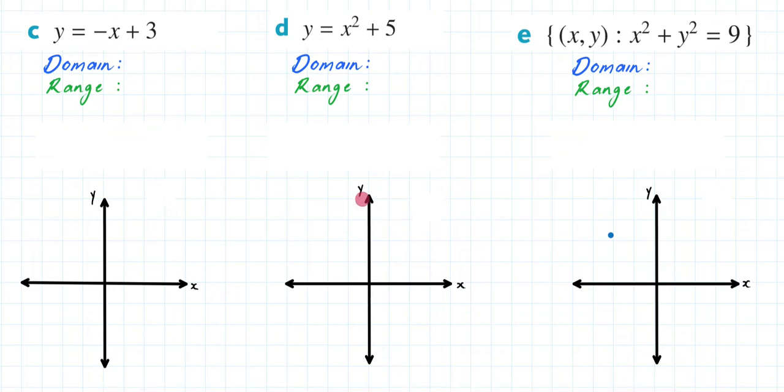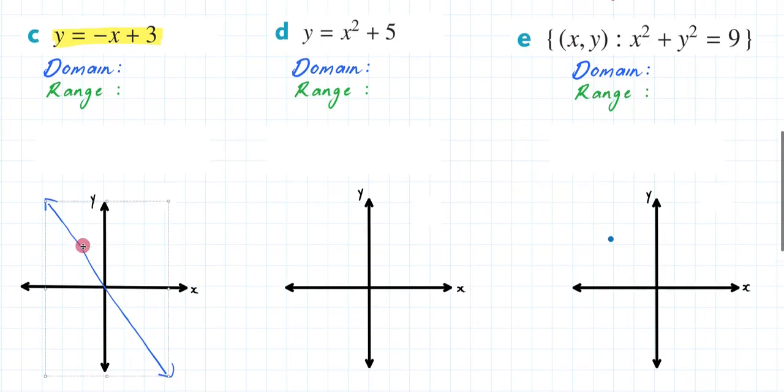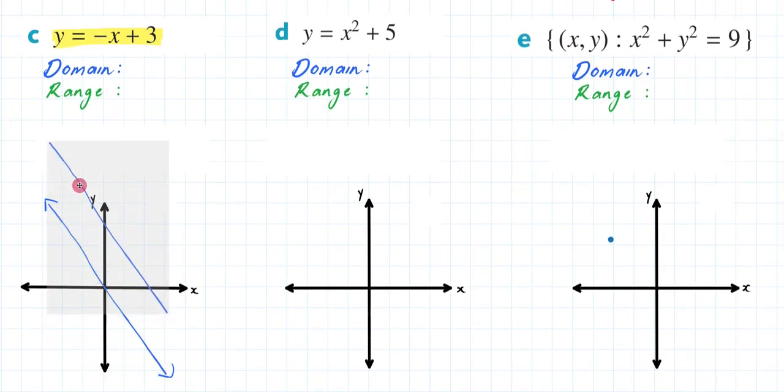For C, we're given something far more familiar, y equals -x plus 3. So we know what -x looks like. If I can draw a straight line, it's going to look like that. That's y equals -x, and the plus 3 means it's shifted up 3 spots. 1, 2, 3. It's going to look like that.